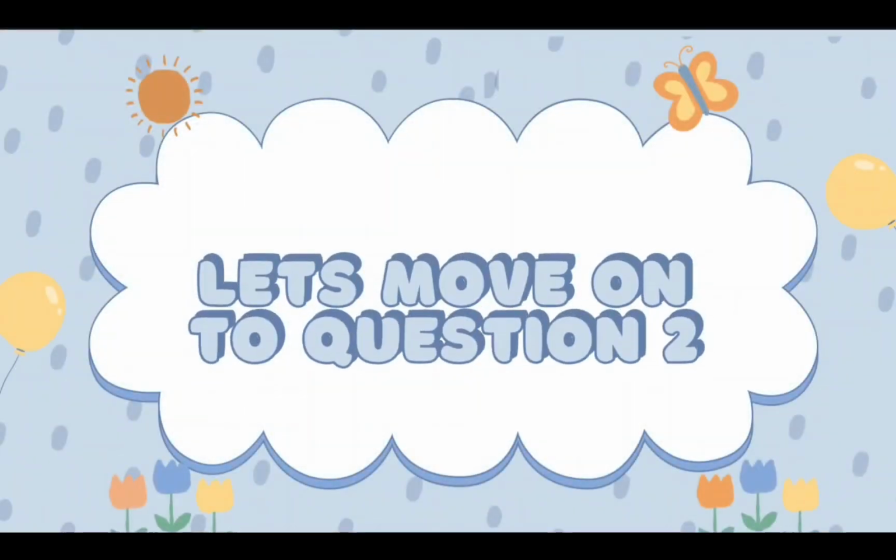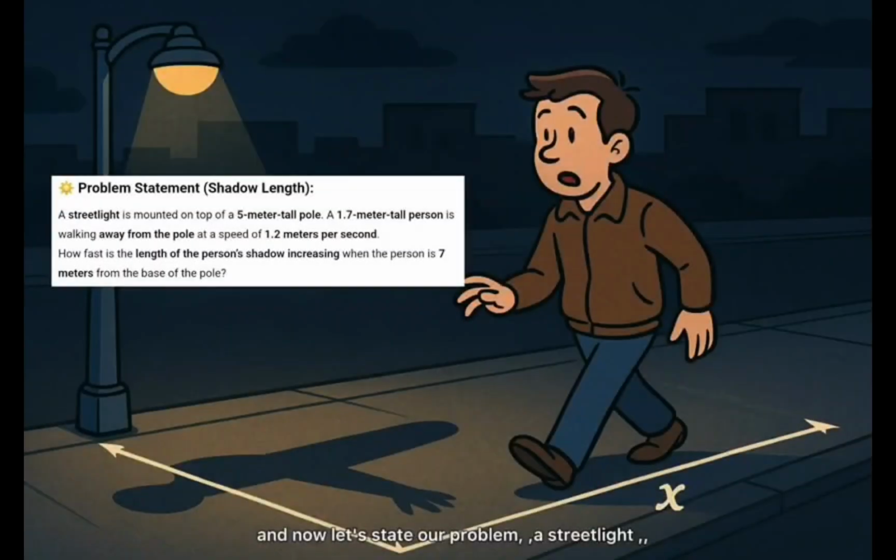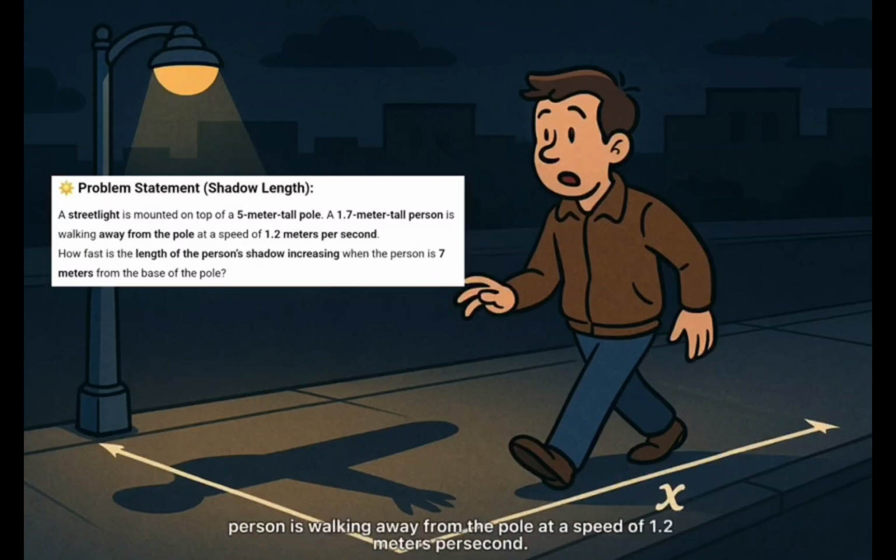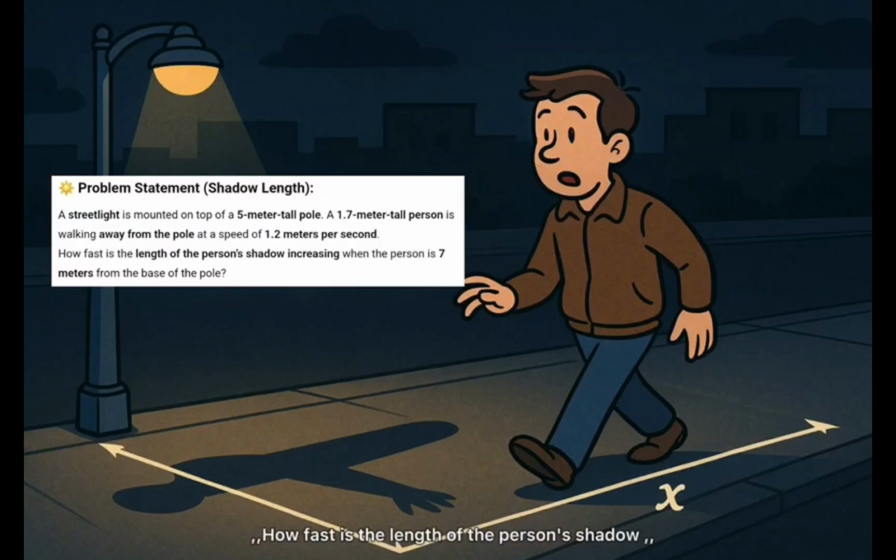Let's move on to question 2. And now let's state our problem. A street light is on the top of a 5-meter tall pole. A person, 1.7 meters tall, is walking away from the pole at a speed of 1.2 meters per second. How fast is the length of the person's shadow increasing when the person is 7 meters from the base of the pole?